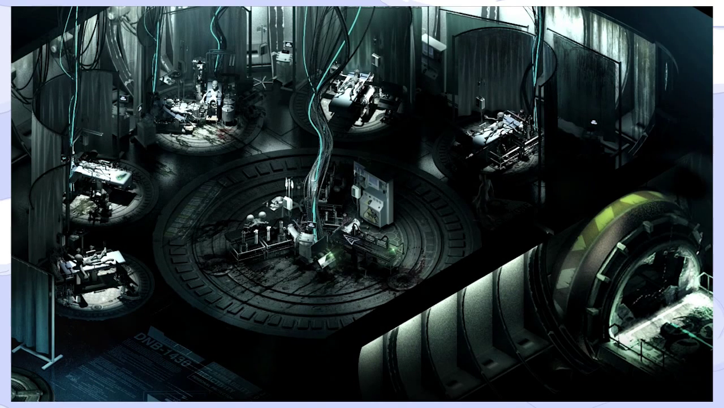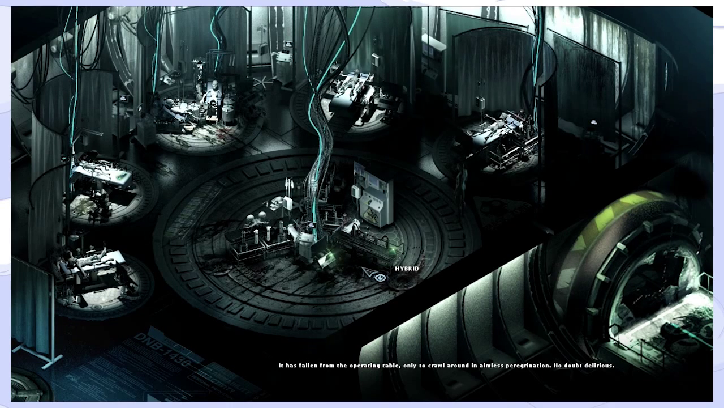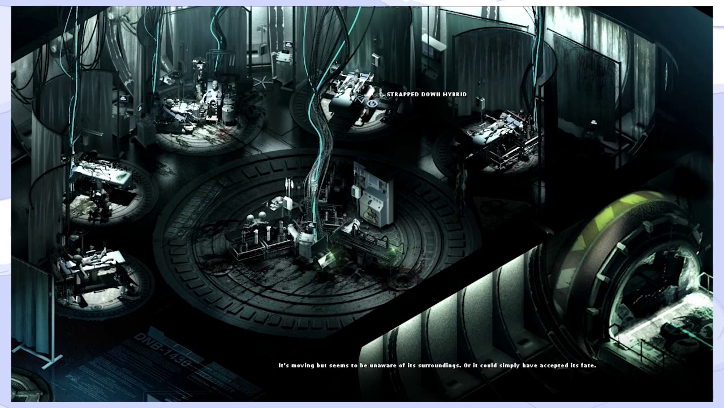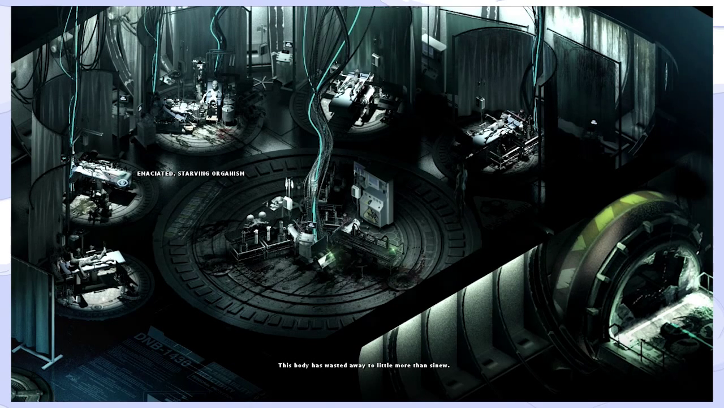Interesting. If you notice, what was that little crawling thing in the corner there? He's a hybrid. Oh, great. It has fallen from the operating table only to crawl around in aimless peregrination. I can't see that word, it's too far away. Delirious. So this is a room of varying levels of mutated hybrids. These are just strapped down hybrids. Then we have a withered hybrid. We've got a tiny hybrid. An emaciated hybrid. Thank you.